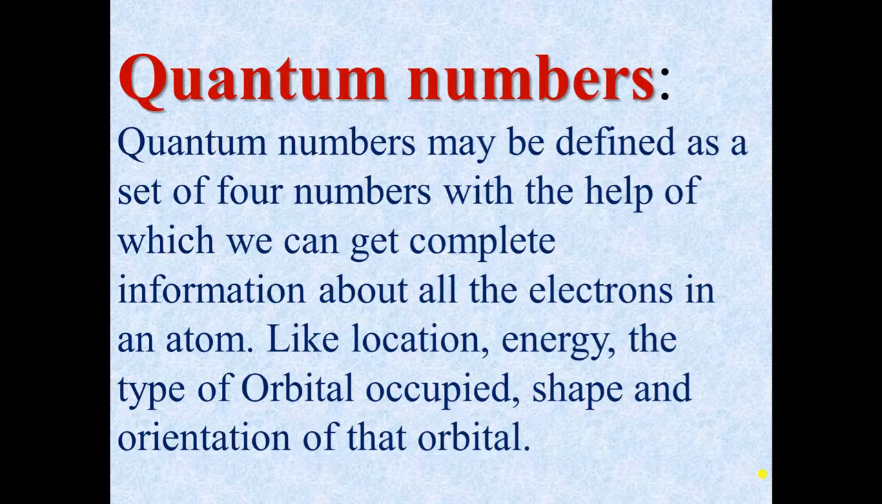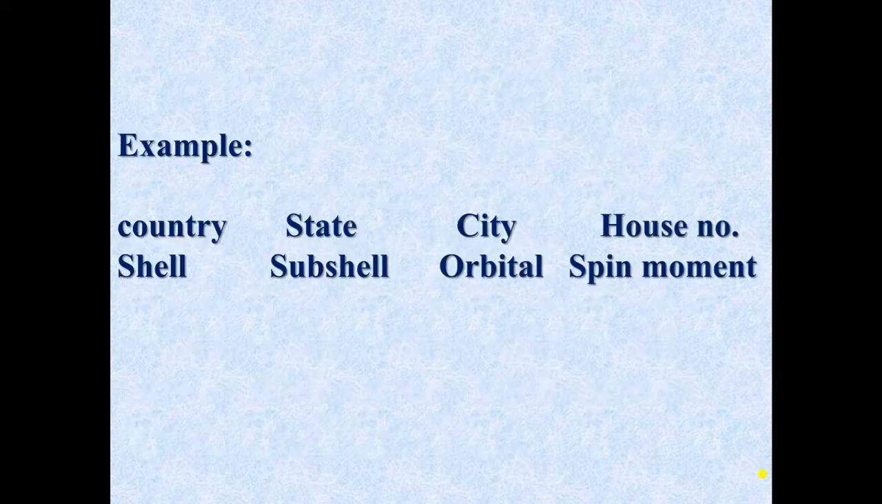Now what are those information? Information like location, energy, the type of orbitals occupied, and the shape and orientation of that orbital. We will understand the concept of quantum number with the help of one example. Like for example, if we want to find out exact location of a person, then first we will find out country of that person. After that we will look at state, then city, and after that house number. In this way we can reach that person.